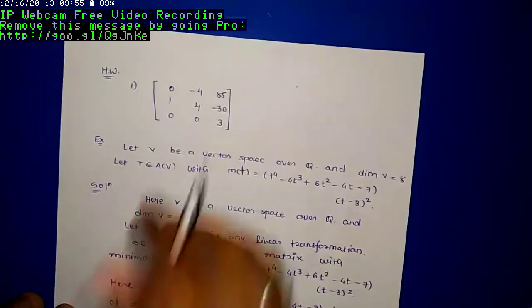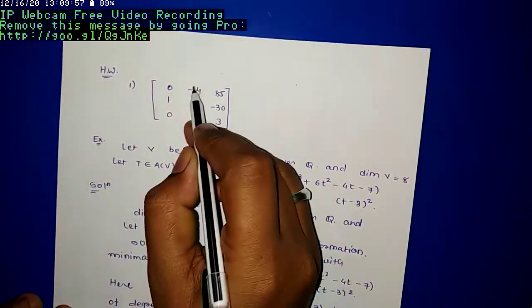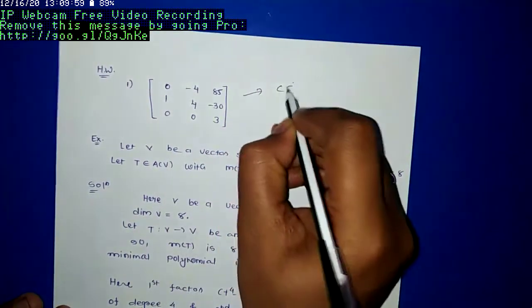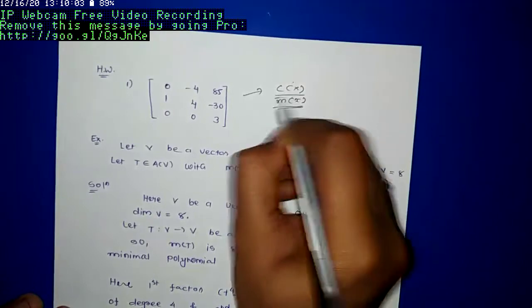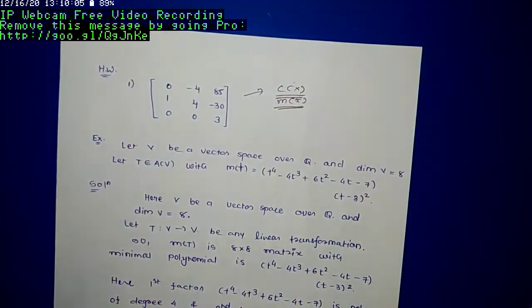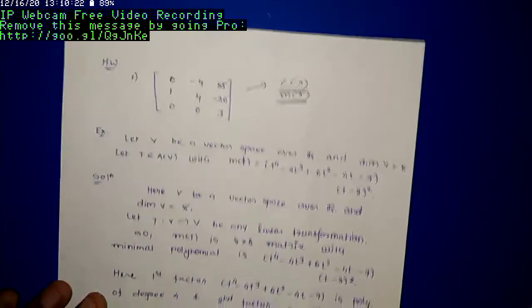Okay, this is your homework question. For that, you need to find Cx and Mx, and then find the invariant factors and the companion matrix of each invariant factor, and if you combine these companion matrices, you get the RCF. Okay, let's see another example.